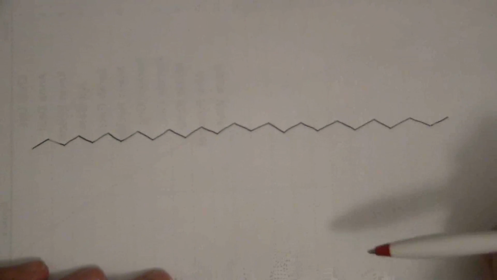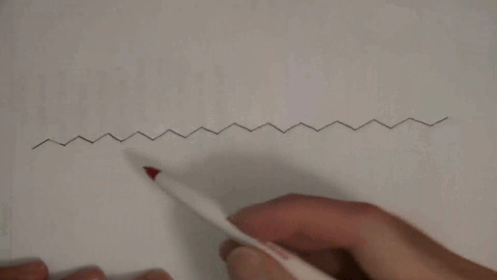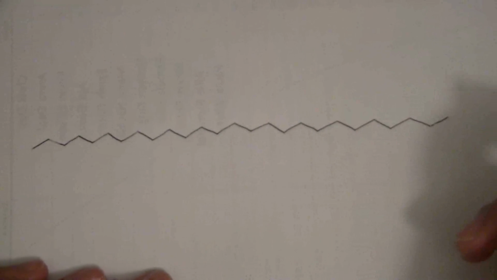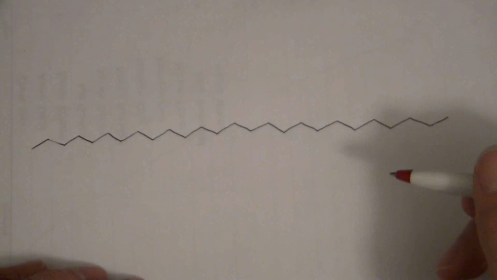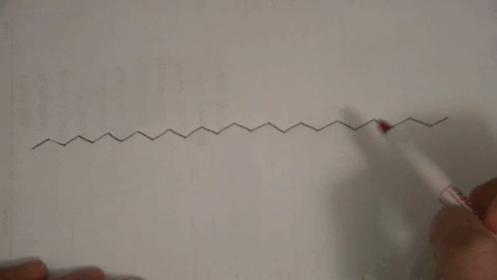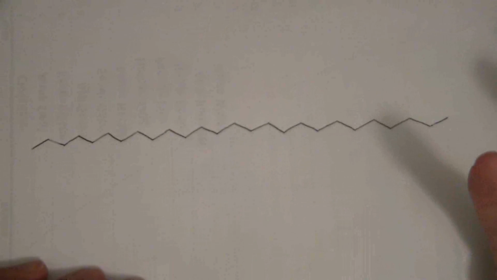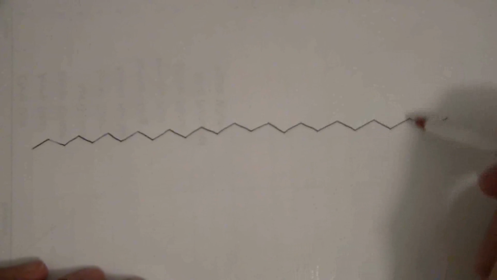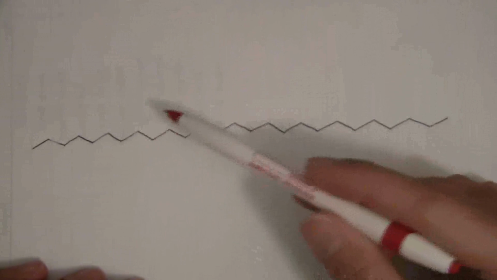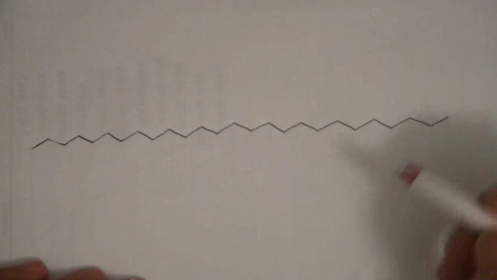All right, here I have a long chain alkane. There's pretty much nothing special about this molecule, other than its length. There's nothing really that makes any part of this molecule any different than any other part. Over here, these carbon atoms aren't going to react any differently than these ones or any other atoms in the molecule.